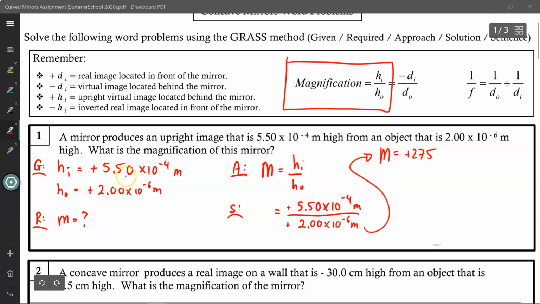So height of the image, 5.50 times 10 to the power -4. Height of the object, 2.00 times 10 to the power -6. Divide these two numbers and we get positive 275. Put in my final statement. Therefore, the mirror magnification is 275. So in this case, this mirror magnifies the image by 275 times. So the image is 275 times larger than the object.